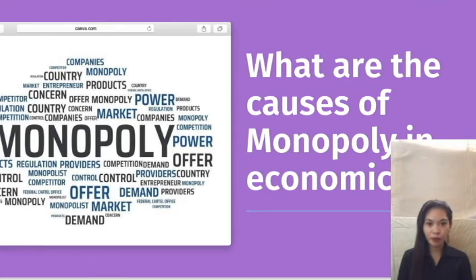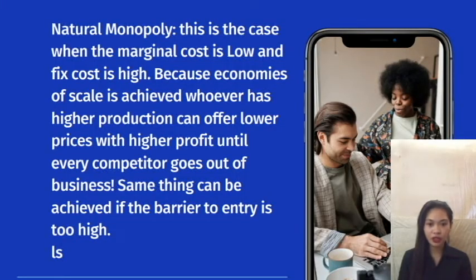What are the causes of monopoly in economics? There are multiple causes of monopolies. Although you can come up with many, all would fit under one of these categories. Natural monopoly. This is the case when the marginal cost is low or the fixed cost is high, because economies of scale are achieved. Whoever has higher production can lower prices with higher profit until every competitor goes out of business.